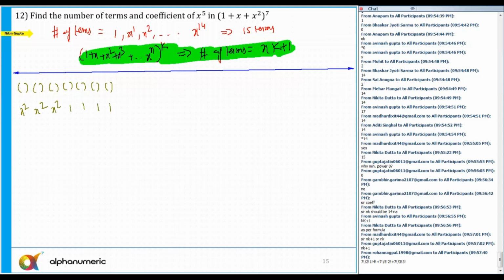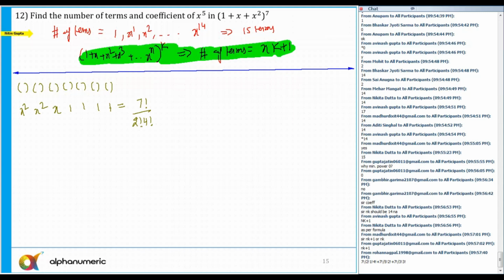Okay. So in how many ways? Okay, I need x to power 5. Sorry, I wrote it wrong. From 2 of the brackets, I can take x square, and from 1 of the brackets, I'll take x. Then if I multiply this, I'll get x to power 5. So what is the total number of ways in which it can be arranged? That is factorial 7 by factorial 2 into factorial 4. Is that clear? Please tell me.